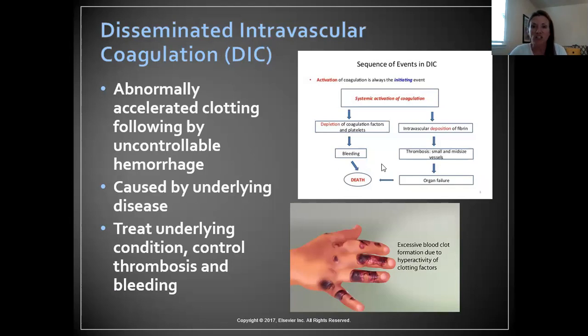And so you kind of see here in this graph that you have a depletion of coagulation factors and platelets, which leads to bleeding, while at the same time, you have intravascular deposition of fibrin and thrombosis of the small and mid-sized vessels, which leads to organ failure. And one of the things you may see patients present with is this necrosis of their fingers from clotting.